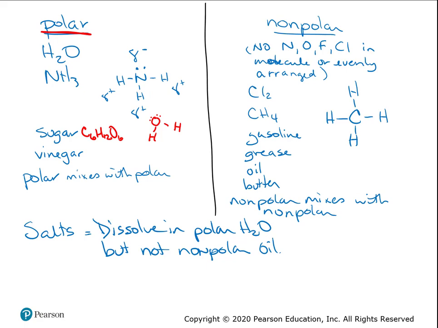Vinegar, same thing. Vinegar is CH3COOH. So vinegar has two oxygens, but they're on one side. And so that side becomes negative. The other side becomes positive. When you put vinegar in water, you can dilute it and it stays mixed, shake it up, doesn't separate out. So the rule comes up that things that are polar mix with things that are polar.